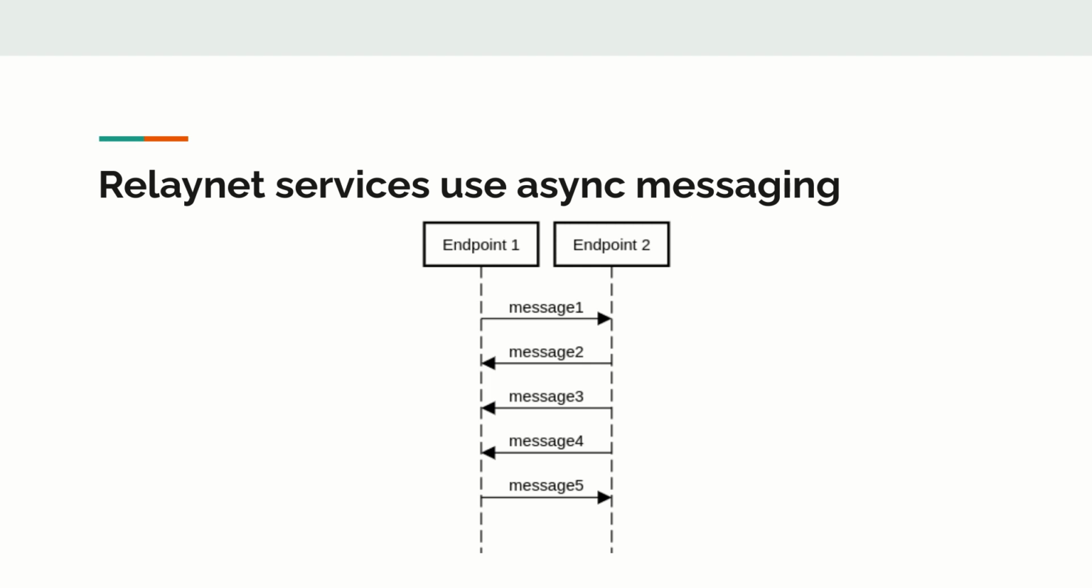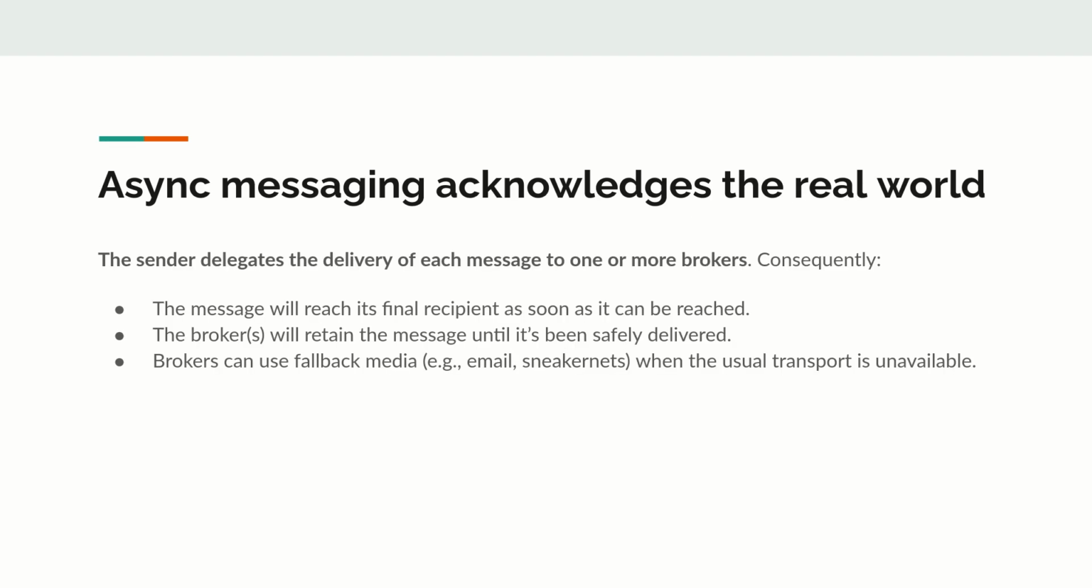There is no requirement whatsoever for the recipient of a message to respond immediately with another message to the sender. Any endpoint can send as many messages as they want to, regardless of whether or not there is a reply involved in that communication. And the main reason for using asynchronous messaging in Relaynet is that asynchronous messaging acknowledges the real world.